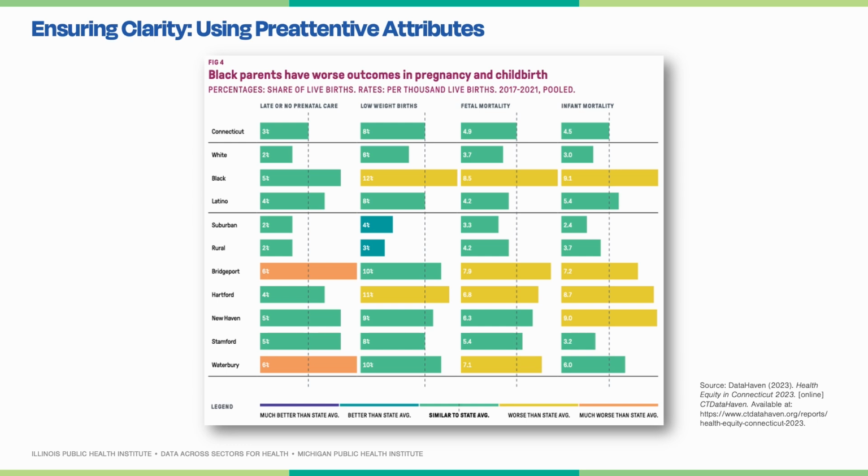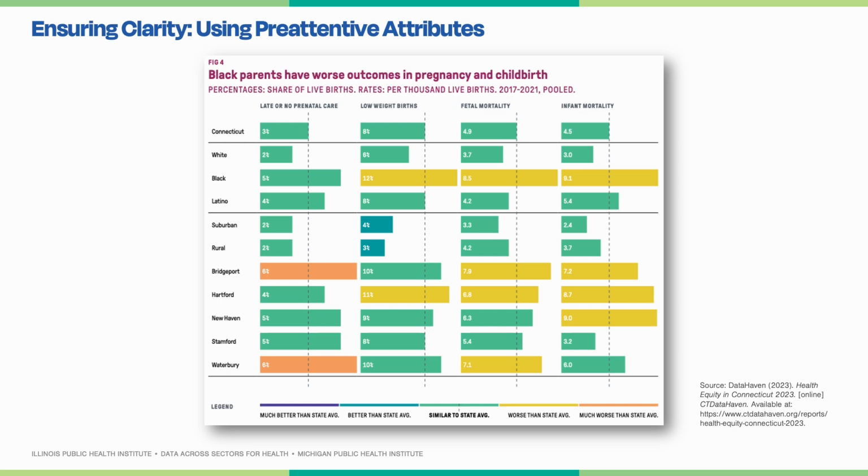Here, the use of distinct colors to rank outcomes compared to the state average draws attention to the disparities in maternal outcomes for Black parents, as well as those in urban areas. The clear labels along the primary y-axis for demographic groups and the consistent spacing of bars along the x-axis for outcome categories make the data easy to scan and compare.